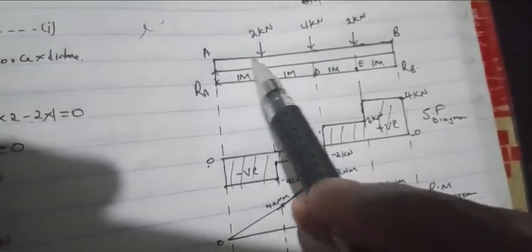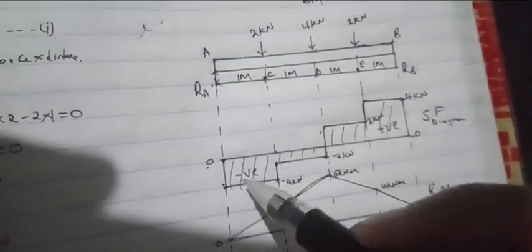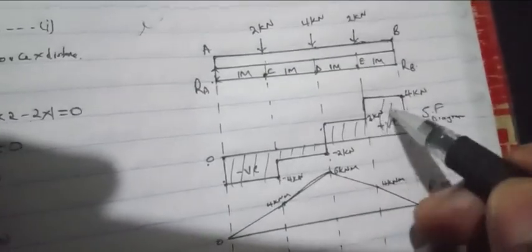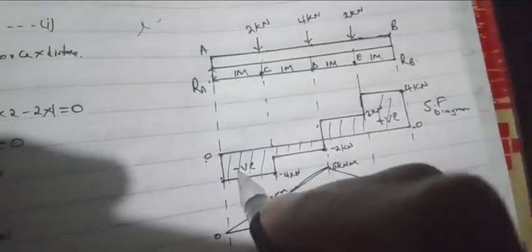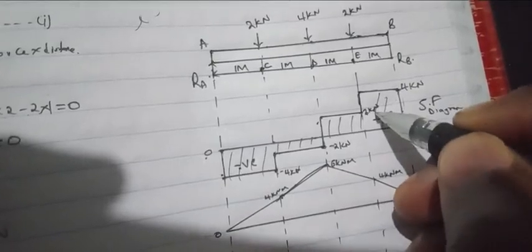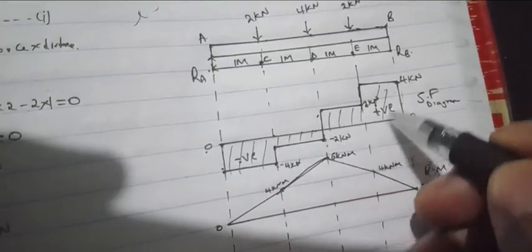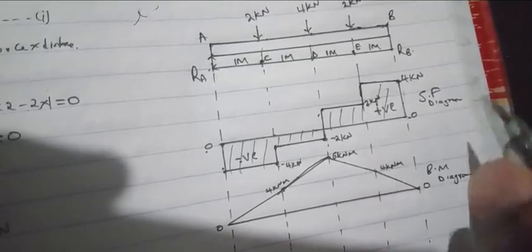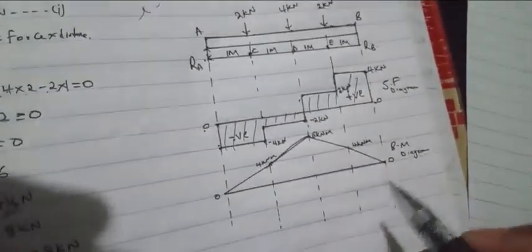Then from this point to this point, we don't have any force, so it is a straight line. Then our shear force at point A was 0, so we go back to 0. So this one is our shear force diagram. Here it is negative, then positive. We shall shade these parts to show that it is our required diagram. From there, we are going to draw the bending moment diagram.